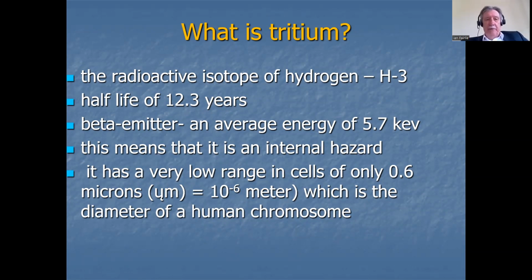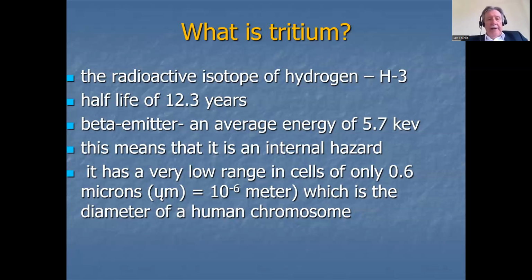It's a beta emitter, a pure beta emitter, with an average energy of the beta particle, which comes off, of 5.7 keV. It's got a maximum of about 18, but we should really stick to the 5.7 average. Now, the point is that because it's got a very low amount of energy, it means that tritium is not an external hazard, it's an internal hazard.